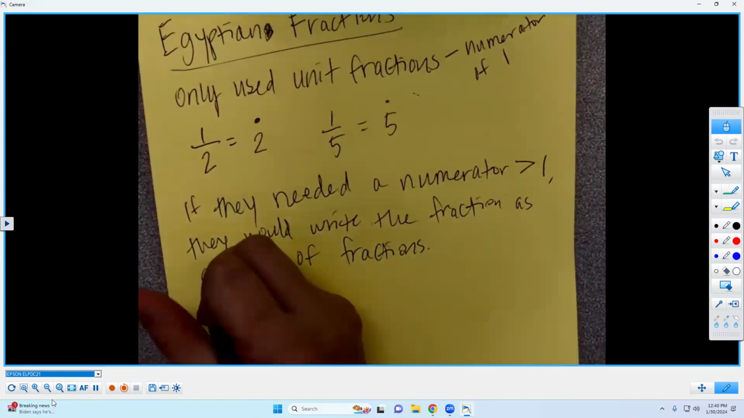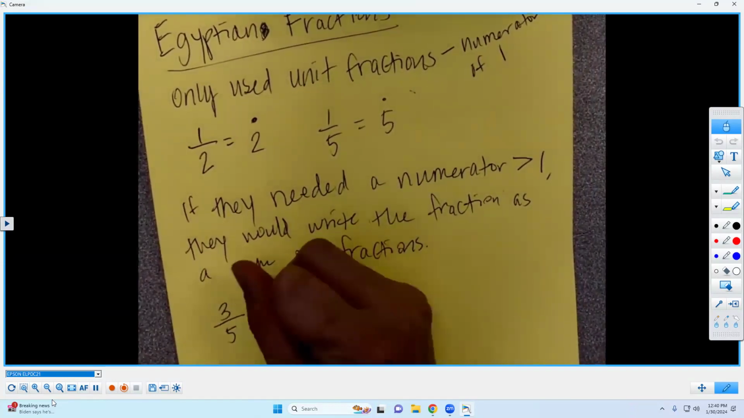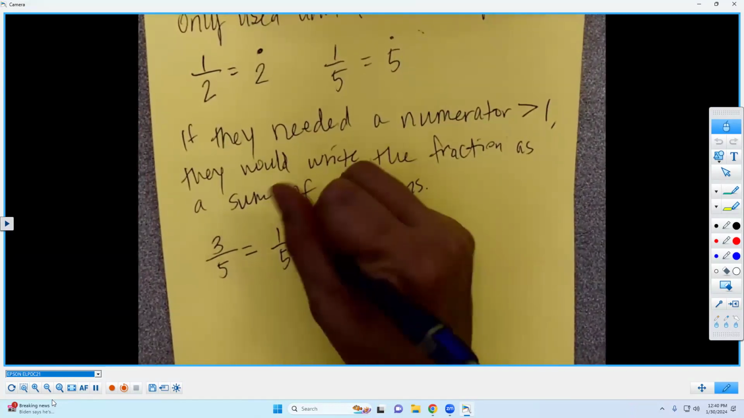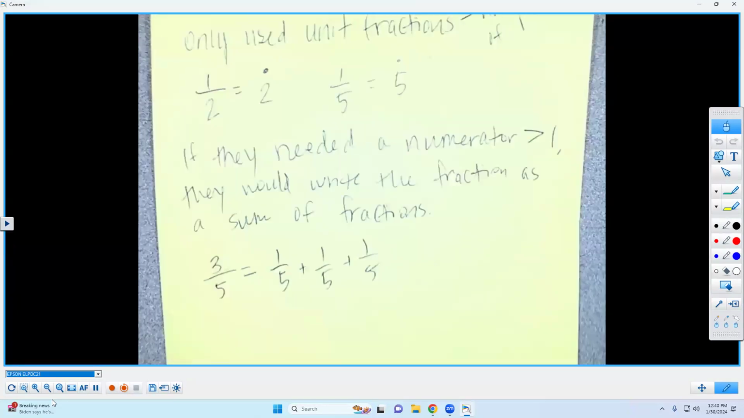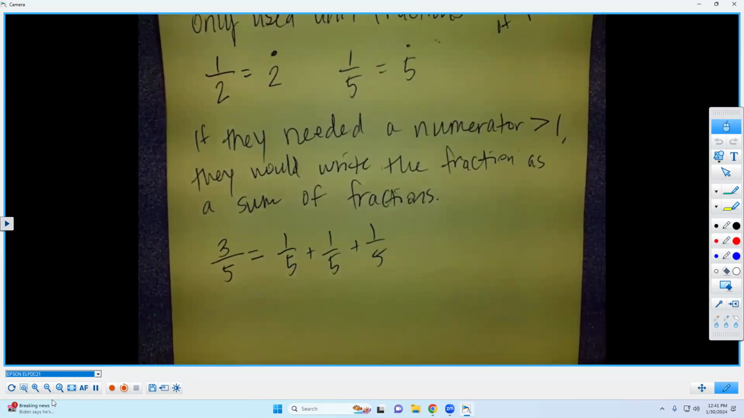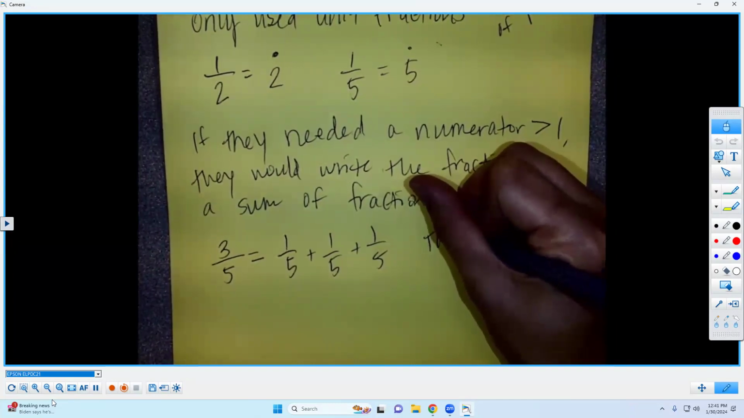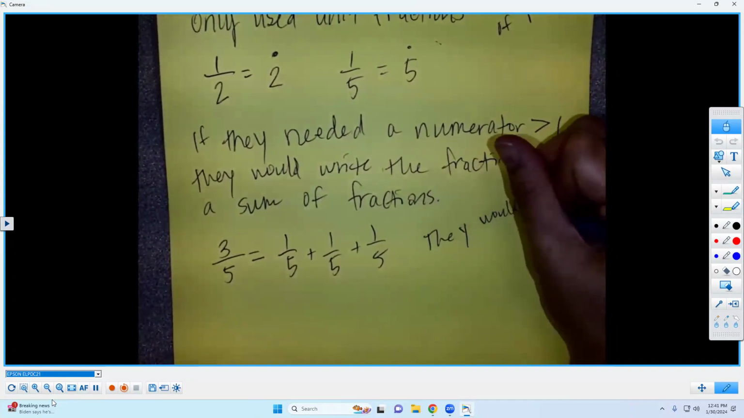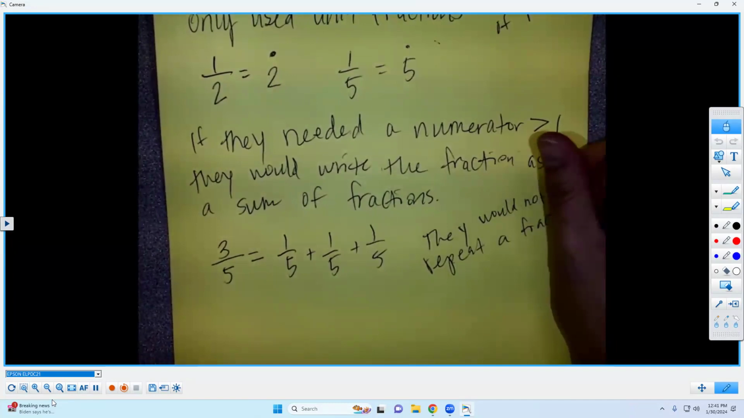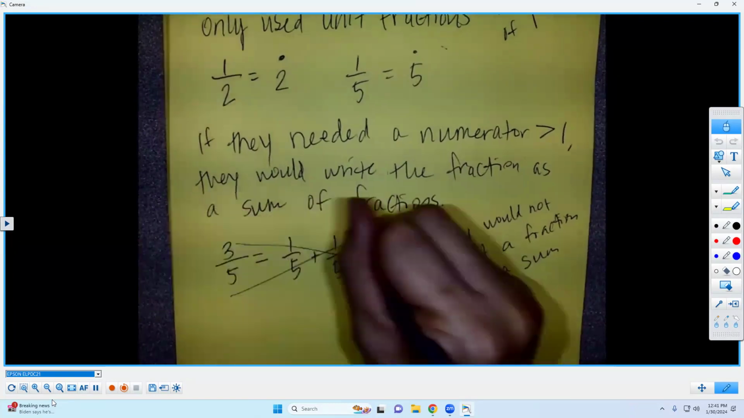And here's the other thing. If they have 3/5, they wouldn't write that as, how would you write 3/5 as a sum of fractions? Yeah, that's how we would all do it. 1/5 plus 1/5 plus 1/5, right? That would be the easiest way to do it. But they wouldn't repeat a fraction in a sum. So they wouldn't do this.